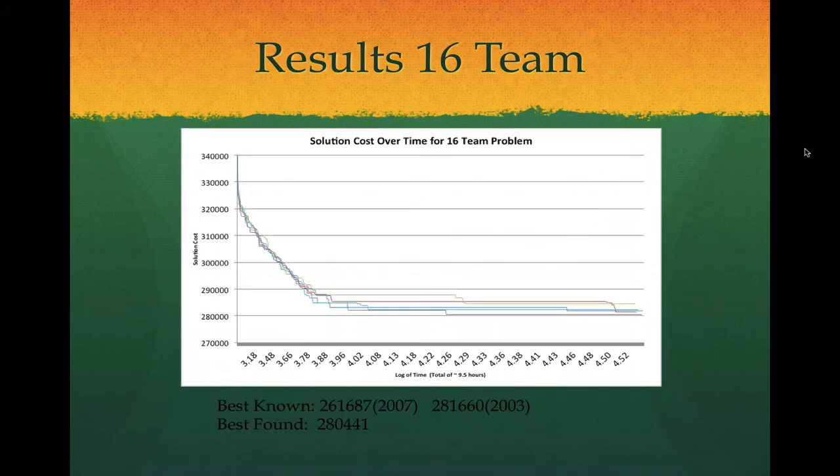Here you have the results for the solver for 16 teams. As you can see, it didn't quite get to the best known solution. However, it did get relatively close. I took the log of the time in this particular chart because I let it run for about 9 hours.